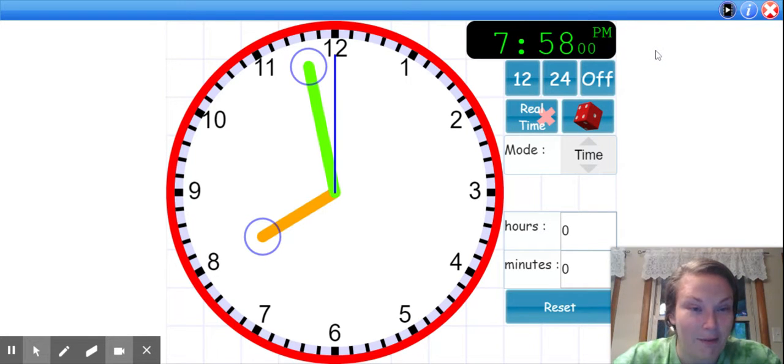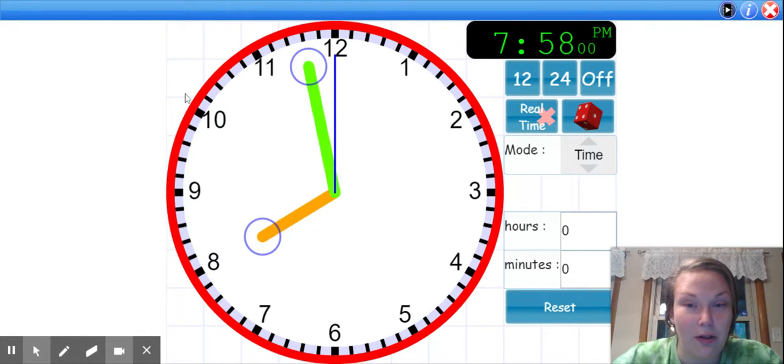So up here on the top of my screen, you have a digital clock, which is pretty easy to read. Right now it's 7:58 p.m. And over here in the middle of my screen, you have a big analog clock, which is what scares people sometimes. So we're going to get really, really comfortable with the analog clock. Right now, it's 2 minutes till 8, which means it's 7:58.